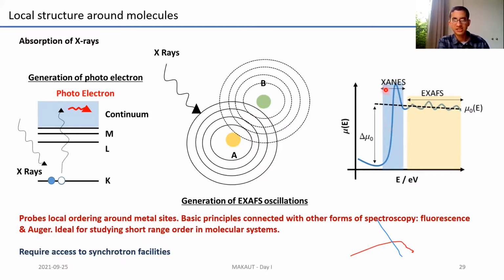This part is known as the edge, and this is known as X-ray absorption near edge structure. This part is known as X-ray absorption fine structure, XAFS. And this can be used to probe local ordering around metal sites. When you put in X-rays and the photoelectron comes out, there are other techniques which you'll probably read as a part of your self-learning exercise, such as X-ray photoelectron spectroscopy and X-ray fluorescence, all associated with the basic physics represented here. And this is excellent for studying short-range order.